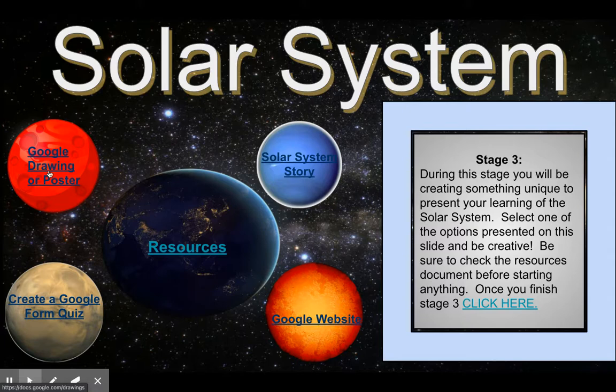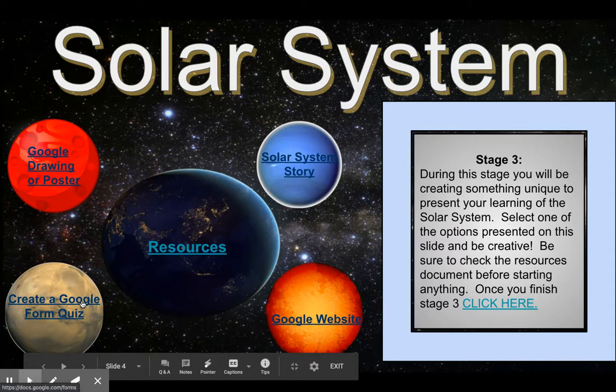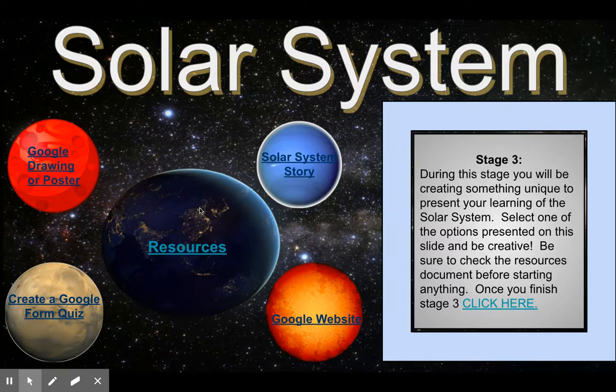So we have Google Drawing or Poster, a solar system story, a Google website, or creating a Google Form quiz. This stage is by far the most time consuming. This is where you're going to create something. And you have 5 different options to choose from to be able to create something.